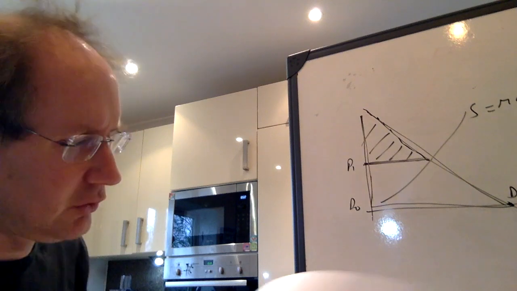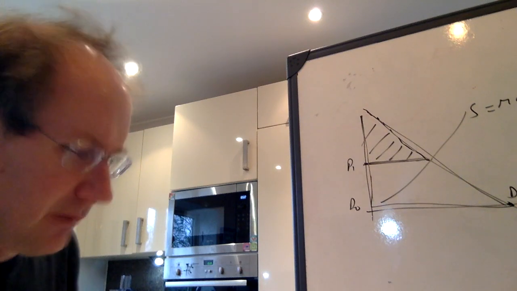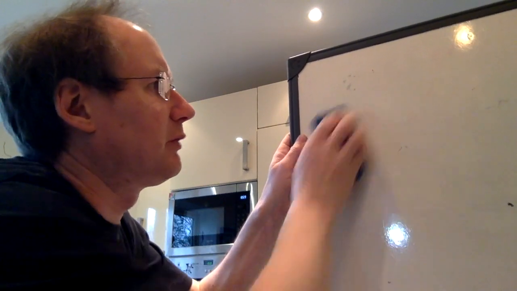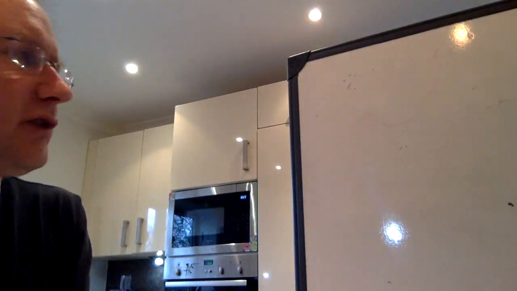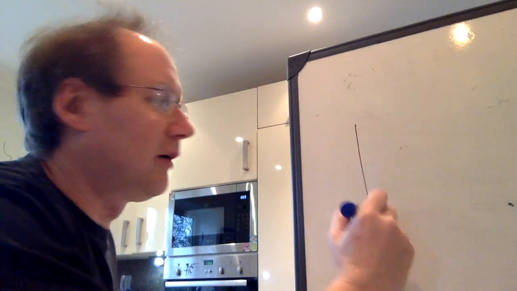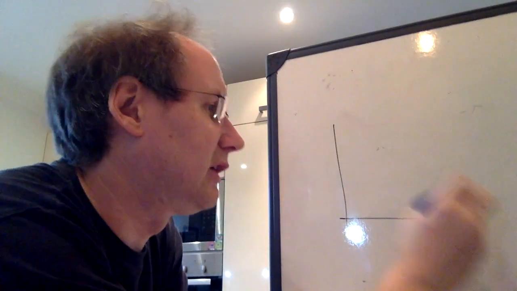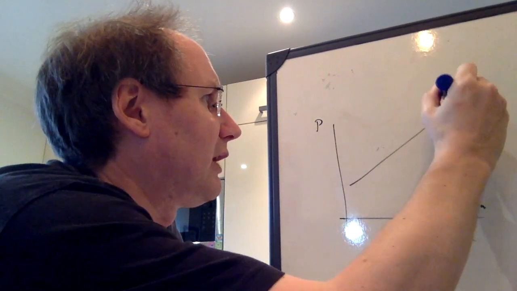Over the page to question nine. Okay, so this is the first one that the vast majority of people get wrong. And it's kind of the reverse of a tax question. So it's a subsidy question, and it's asking you to calculate the total area of the subsidy.